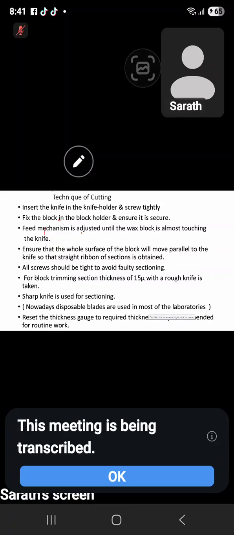First, you do the blocking. How do you do blocking? For blocking, a trimming section of around 15 micron thickness is taken with a rough knife. After that, keep the block on the ice tray, take the sharp knife and do the sectioning for a thickness of 3 to 4 microns.